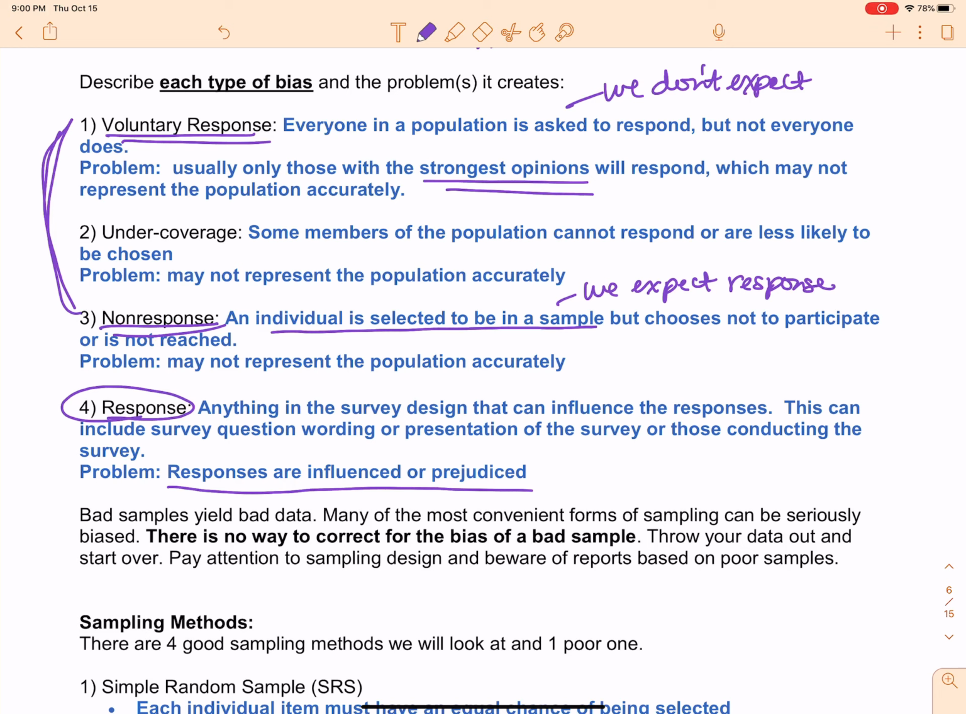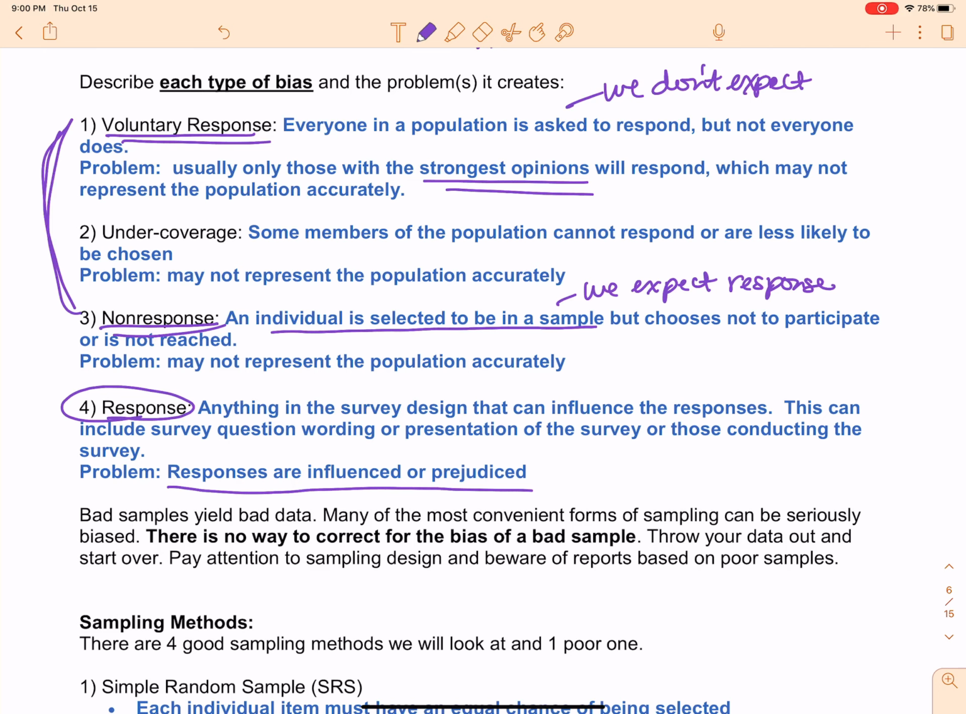But what would change if I asked the question like this? How do you feel about the U.S. being involved in affairs within the world that they have nothing to do with? Okay, now I've tinged it with just a little bit of emotion, just a little bit of, hey, you need to answer this way because this is how I want you to answer it. Okay, so that is a good example of response bias. Anything in the wording or how it's presented to you that could sway your response.